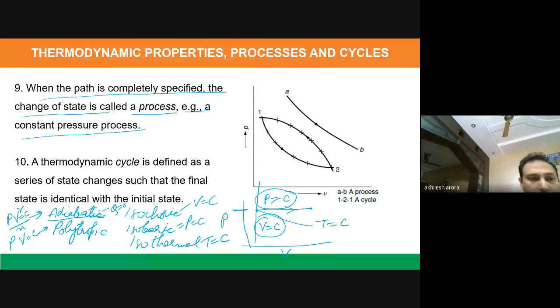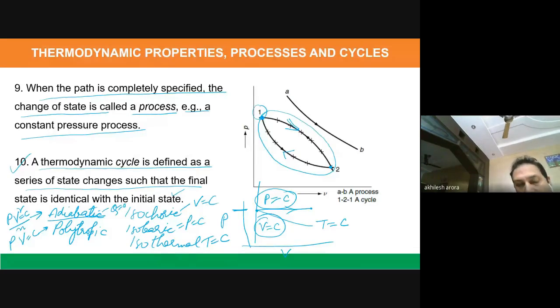So these are the various processes, and a thermodynamic cycle is defined as a series of state changes such that the final state is identical with the initial state. That means if I am starting from point number one, moving along this particular path up to point two, and from point two I return back to point number one, the system has completely followed a particular cycle. When you start from point one, go to some other point two, and then come back to the initial point one, the system has completed one complete cycle.